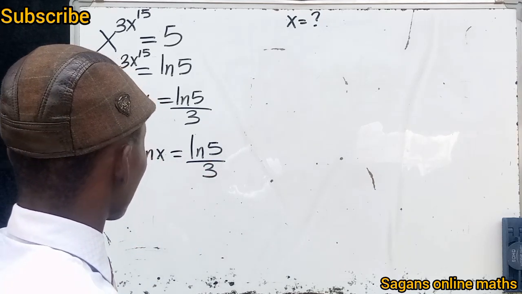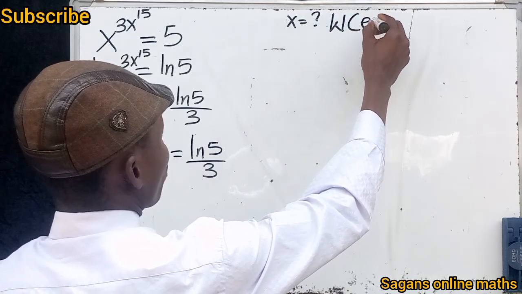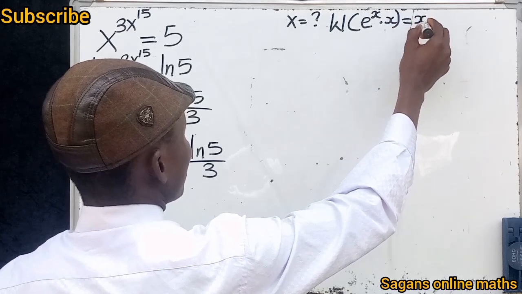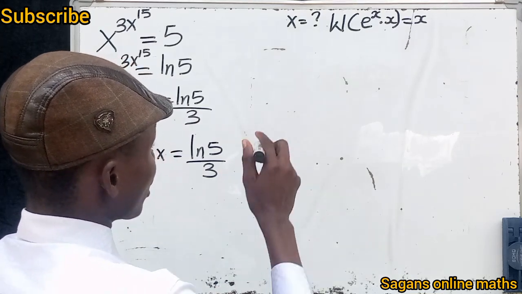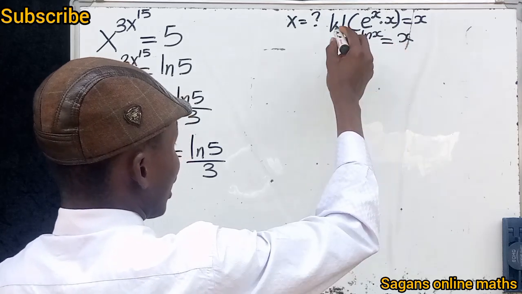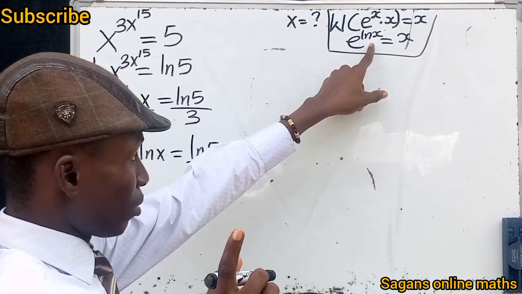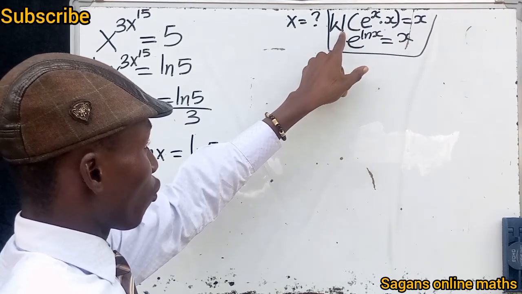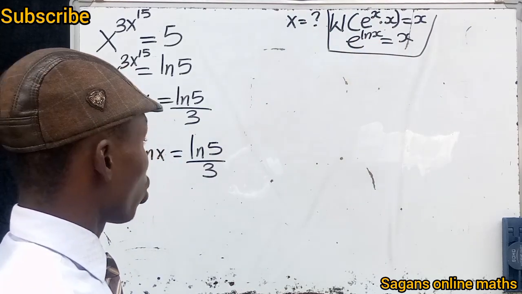Now I want you to understand that the Lambert W function of e raised to the power of x multiplied by x is equal to x. Please take note, this is very important. And e raised to the power of ln x is equal to x. These are properties you have to take note of. This property is one of the properties of logarithms, that e raised to the power of ln x is equal to x, and the W function of e raised to the power of x multiplied by x equals x. These are the properties of the Lambert W function.